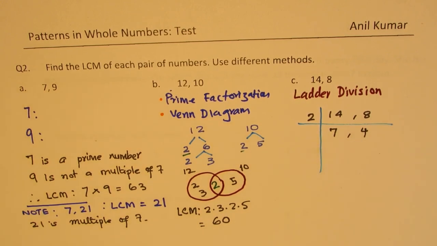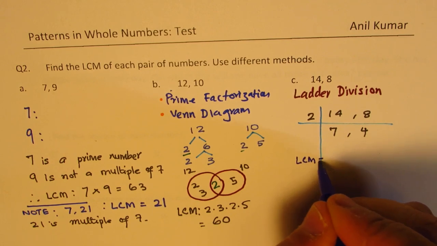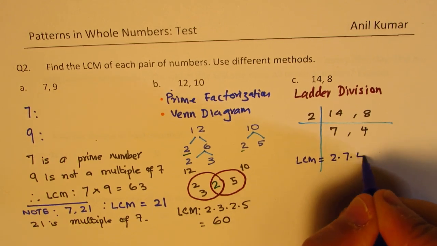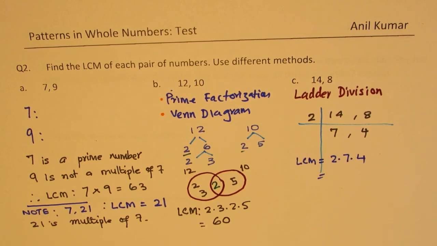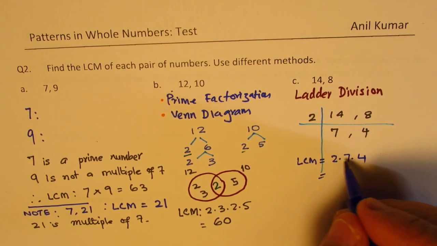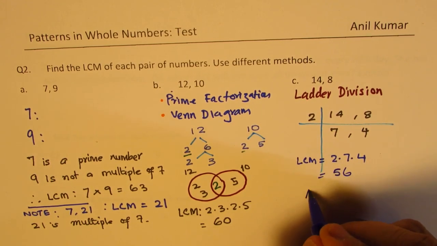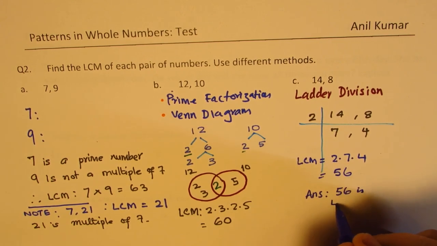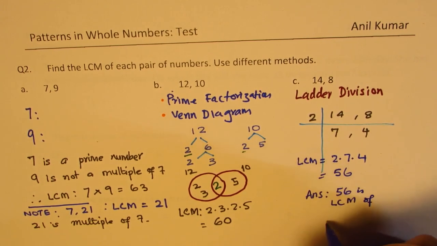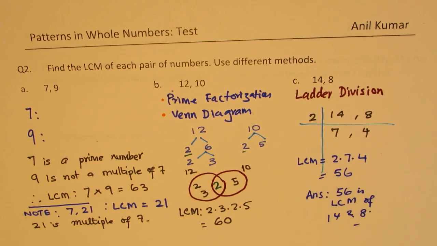So from here, we can write down that the LCM is equal to 2 times 7 times 4. So 8 times 7 is your answer. 8 times 7 is 56. So that is our answer. 56 is the LCM of 14 and 8. Is that clear to you?